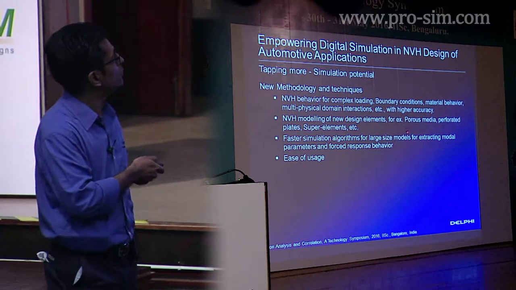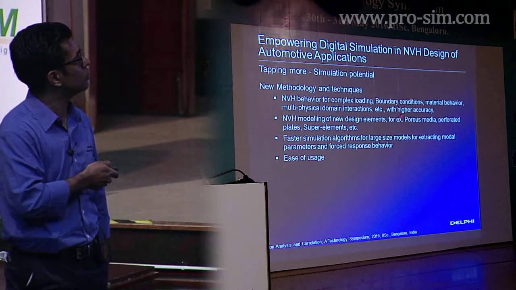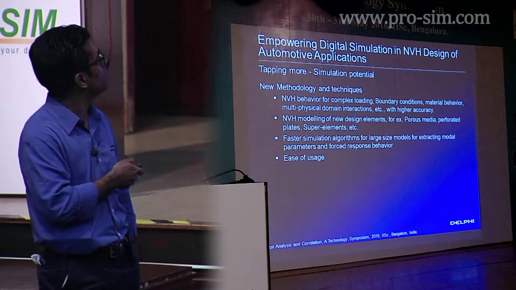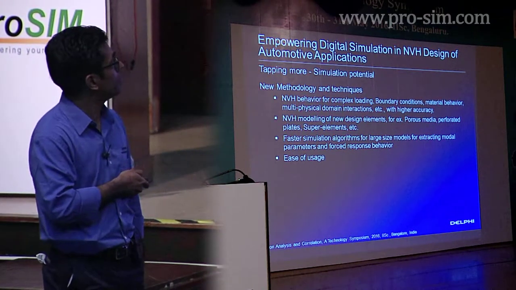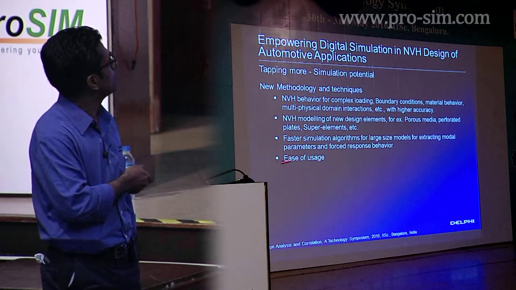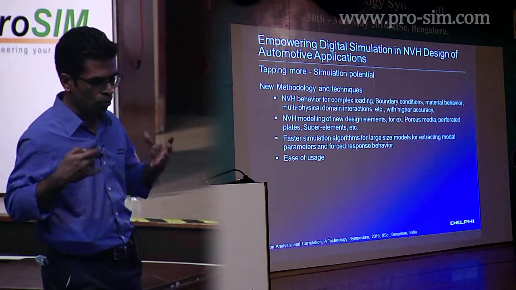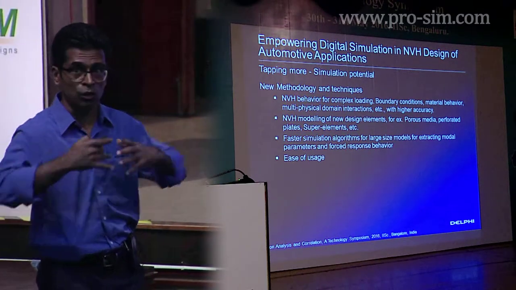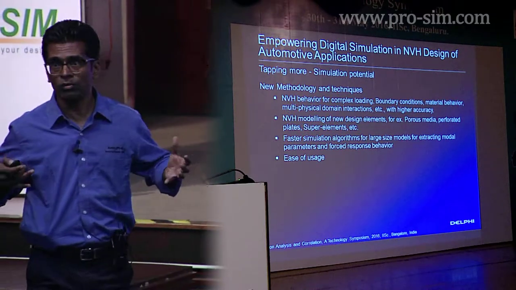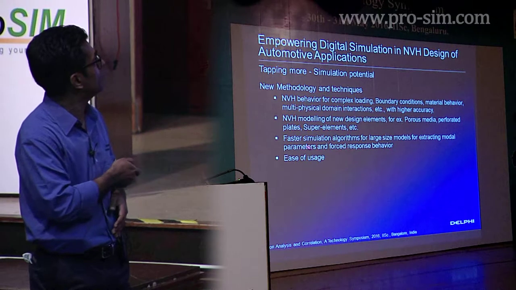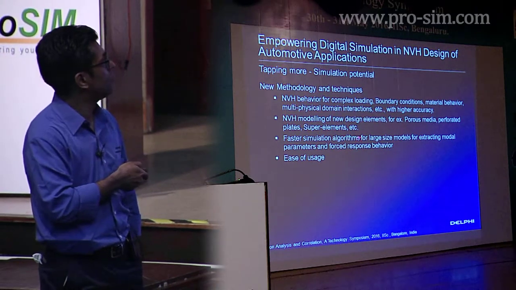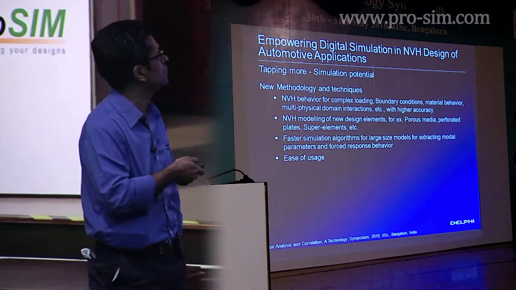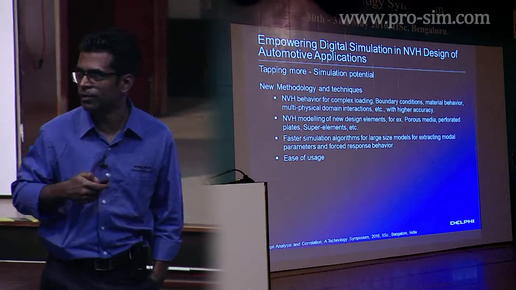Now, NVH modeling of new design elements: for example, new materials are being used, and we need to predict the behavior of these new materials more accurately, for example porous media, perforated plates, and super elements. Faster simulation algorithms are very much important. With more components coming into the vehicle and looking at NVH in a holistic view, the size of the models is also increasing. Because of that, we definitely require simulation algorithms that can run faster and help in extracting the model parameters and also in predicting the force response behavior.